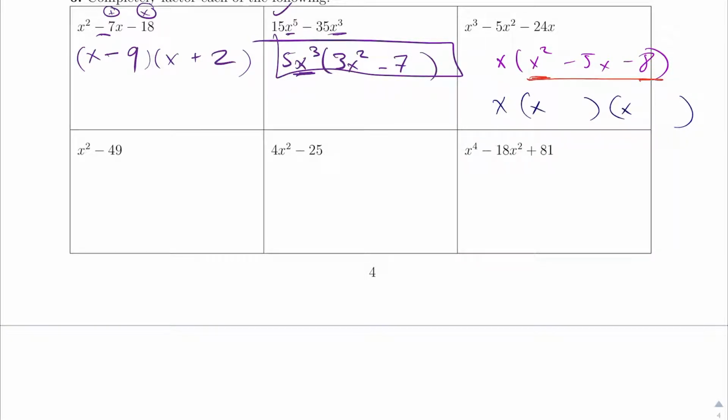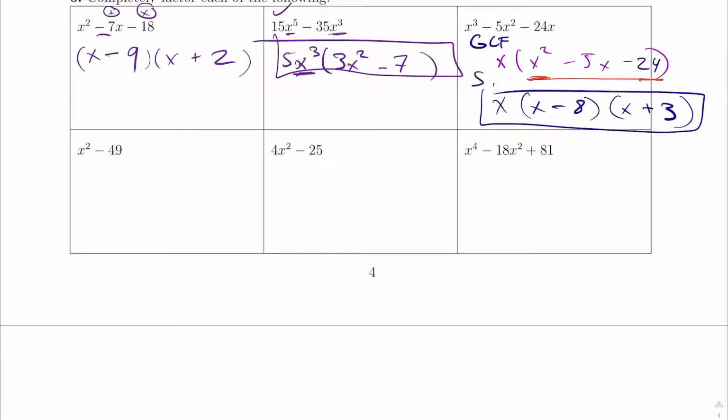And then we're looking for two numbers that... Oh, what am I thinking here, guys? 8, that's not 8. That's 24, sorry about the mistake. I think I was thinking ahead. This is going to be x minus 8 and x plus 3, and now we've got our nice sum and product combined with GCF to factor it.